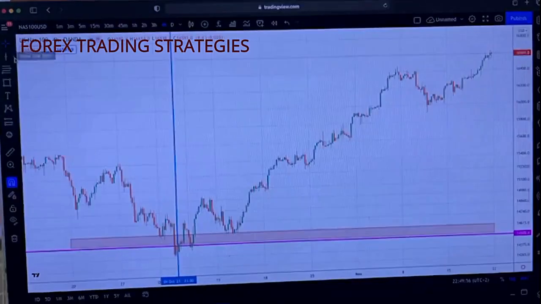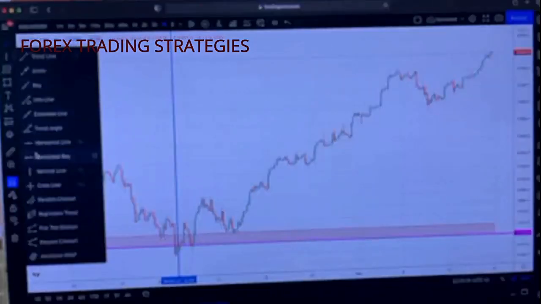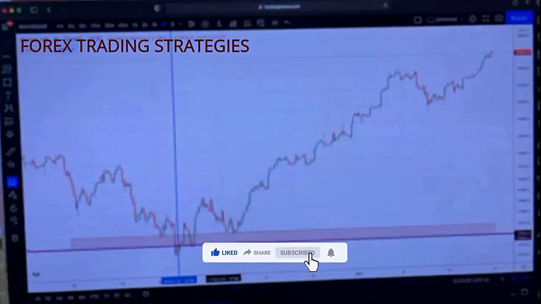So I'm going to start my analysis right now. I picked up the lowest point ever since September and October, till now in November. So going forward, what I'm going to do is highlight for you the second low.